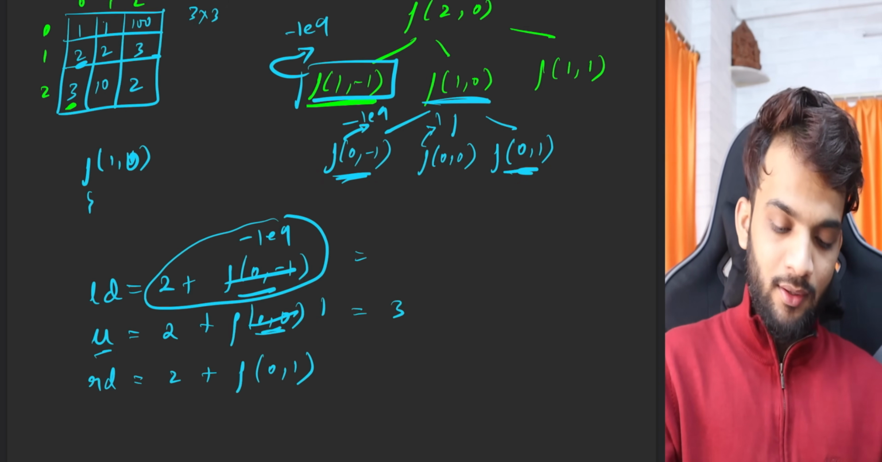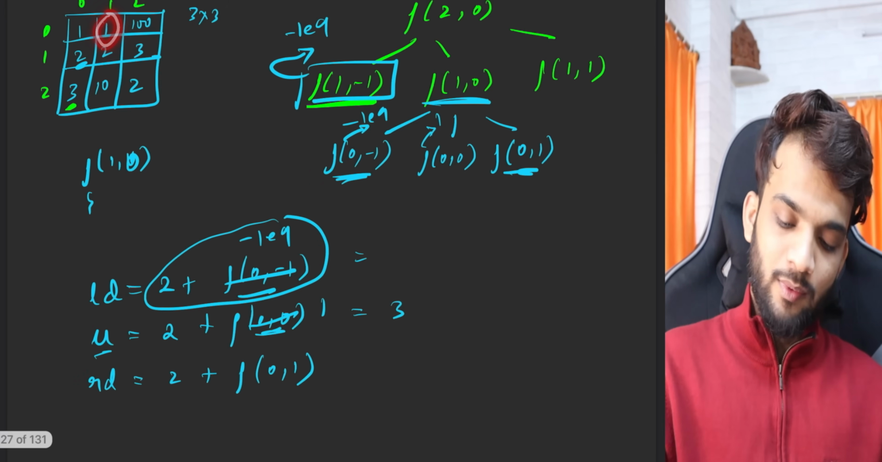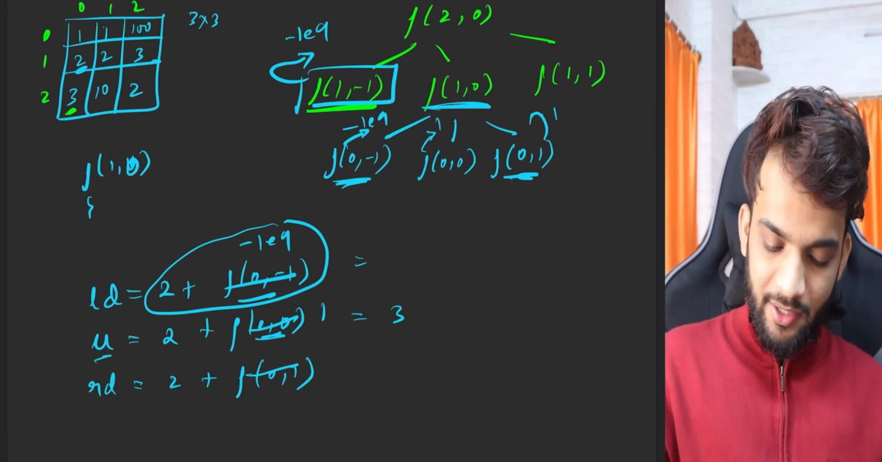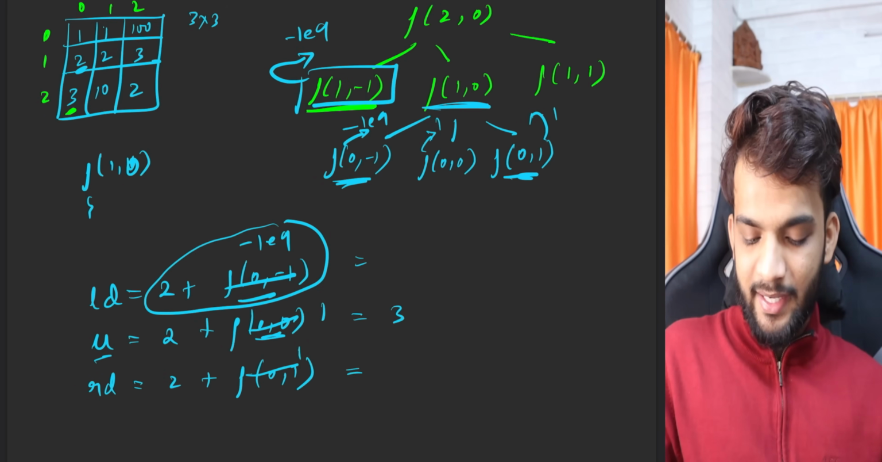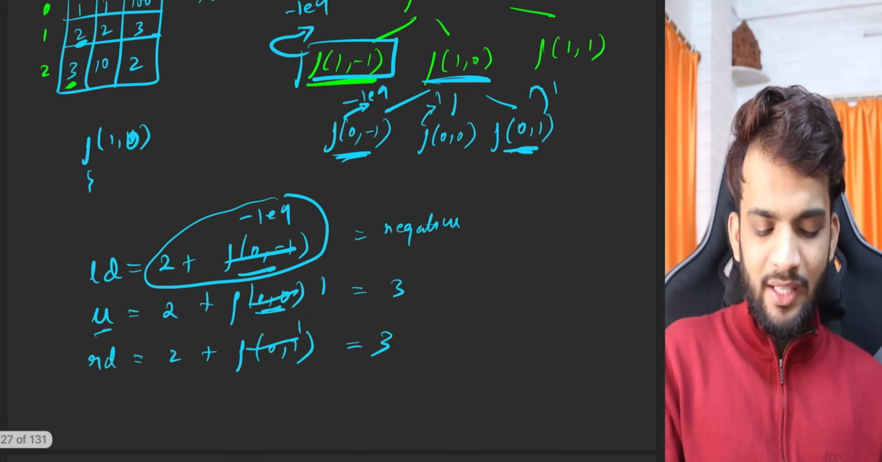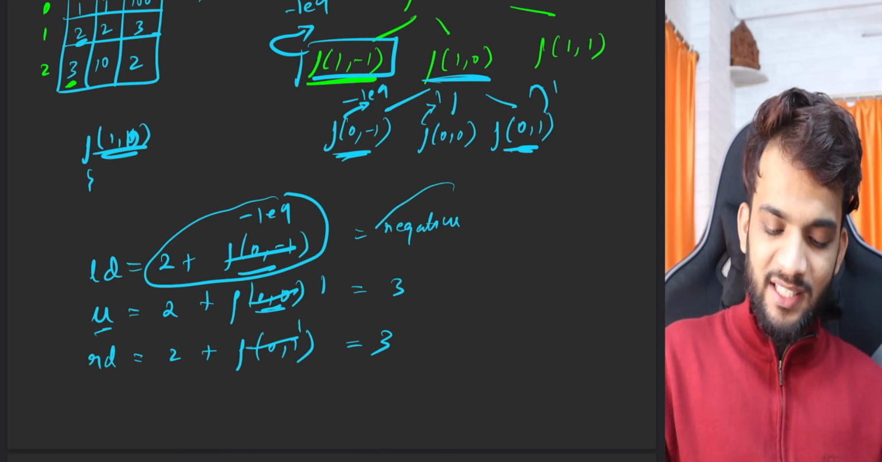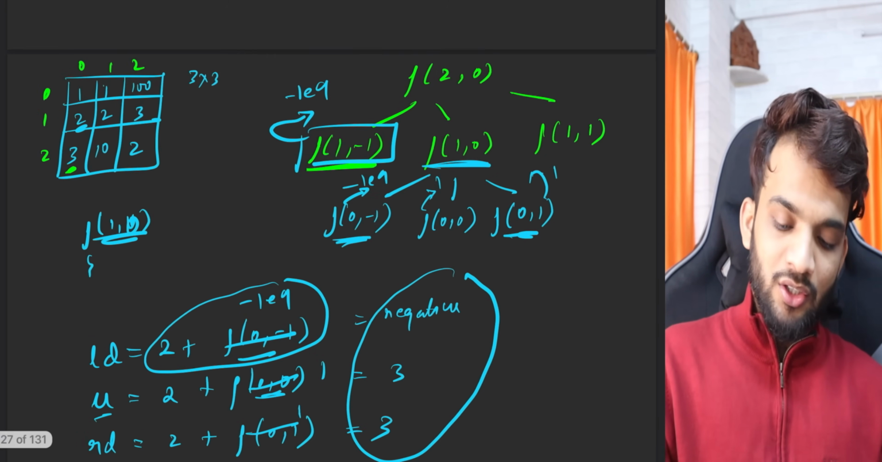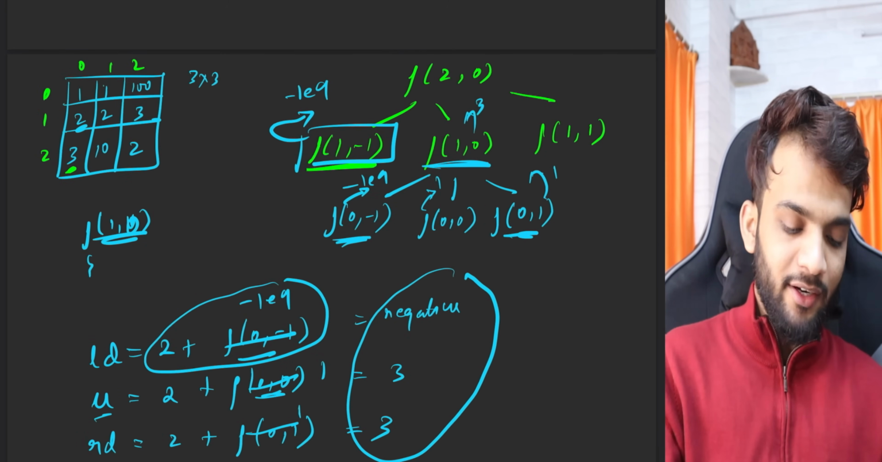What about 0, 1? Again a base case, so it returns 1. So in short, you will be getting 3, 3 and a very big negative value. So you return the f of 1, 0's value as the maximum of these 3, which is 3. So this guy gets a value 3 and it returns.